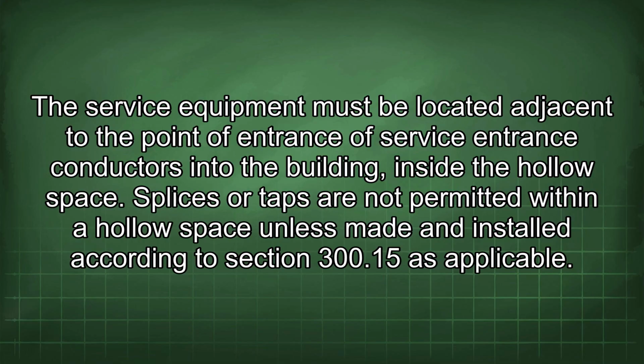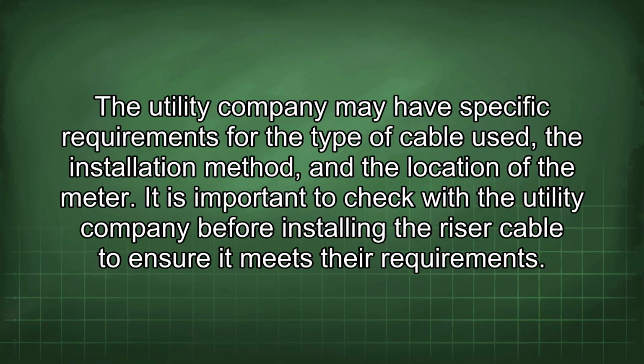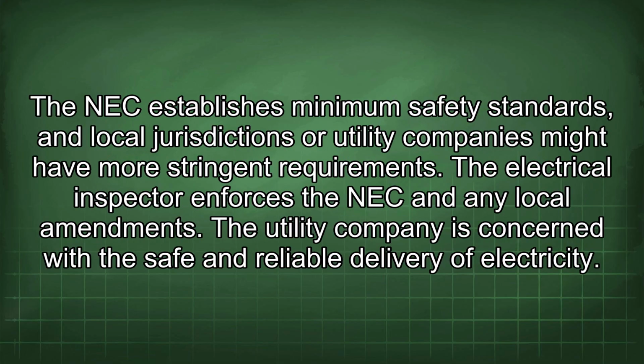Regarding who decides what is acceptable, whether the inspector or the utility, it is ultimately the electrical inspector's responsibility to determine if an electrical installation complies with the NEC. However, the utility company may have additional requirements that must also be met. The utility company may have specific requirements for the type of cable used, the installation method, and the location of the meter. It is important to check with the utility company before installing the riser cable to ensure it meets their requirements. The NEC establishes minimum safety standards, and local jurisdictions or utility companies might have more stringent requirements.